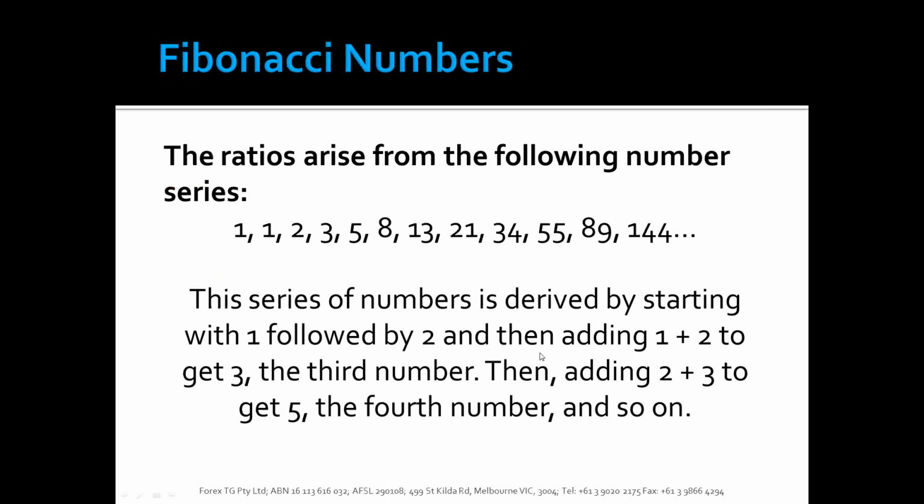The ratios arise from the following number series: 1, 1, 2, 3, 5, 8, 13, 21, 34, 55, 89, 144, and so on. The series of numbers is derived by starting with 1 followed by 1 and then adding 1 plus 1 to get 2. The next number is adding 1 plus 2 to get 3, then 2 plus 3 to get 5. The next number is so on and so on.